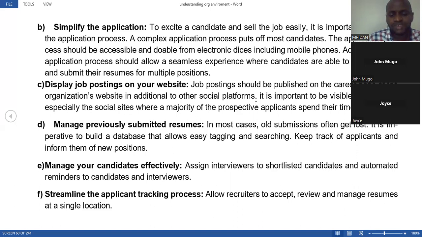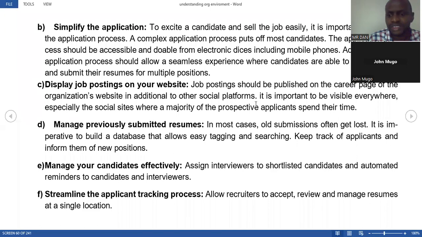Managing your candidates effectively also is very important. Assign interviewers to shortlisted candidates and automate reminders to candidates and interviewers. So before you are selected or before you are shortlisted, they also communicate. Maybe they can send an SMS and at the same time send an email so that you have an idea, so that at least you are reminded every time.